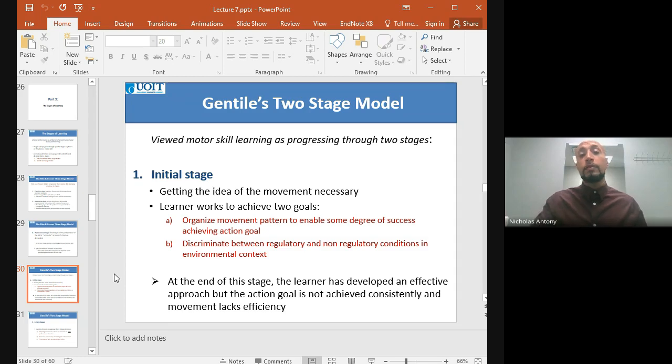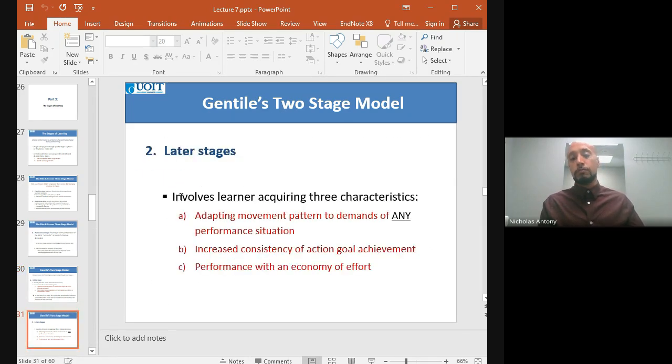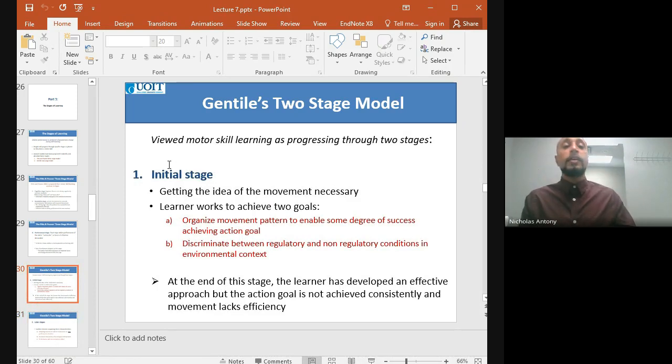Is everyone okay? So that was the Fitts and Posner model. That's 3 stages. Gentile's two-stage model is similar, it just involves 2 stages. They describe learning as the initial stage and the later stages, right? In the initial stage, the learner is figuring out what to do, right? They organize movement patterns to enable some degree of success.